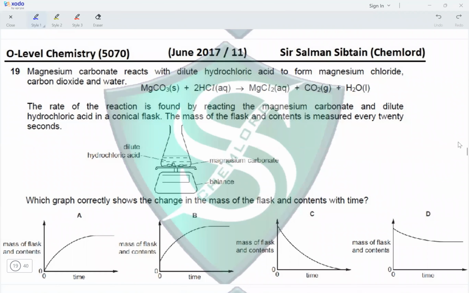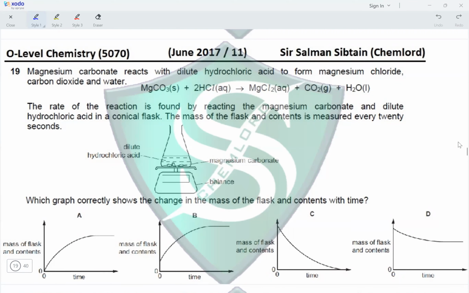Question 19. Magnesium carbonate reacts with dilute hydrochloric acid to form magnesium chloride, carbon dioxide, and water. The rate of the reaction is found by reacting the magnesium carbonate and dilute hydrochloric acid in a conical flask. The mass of the flask and the contents is measured every 20 seconds. So we are measuring the loss in the mass of the flask, and the mass loss is the CO2 that is evolved. Which graph correctly shows the change in mass of the flask and contents with time?